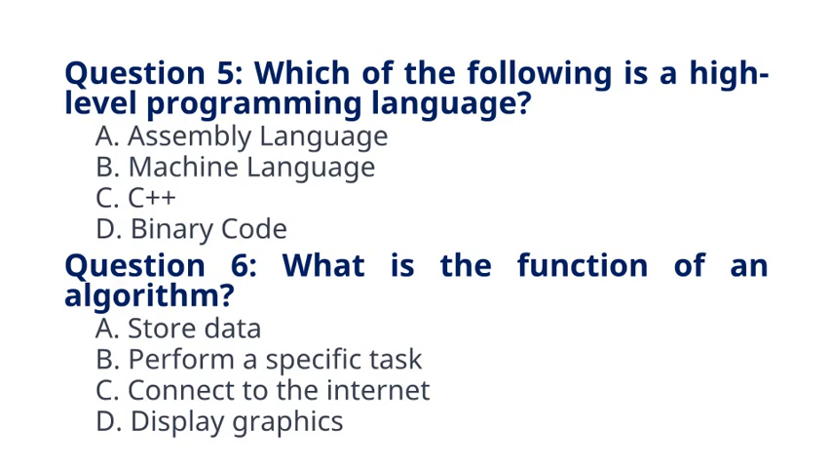Question 6. What is the function of an algorithm? A. Store data. B. Perform a specific task. C. Connect to the internet. D. Display graphics. The correct answer to question 6 is option B. Perform a specific task. Explanation. An algorithm is a step-by-step procedure or formula designed for solving a specific problem or completing a specific task.